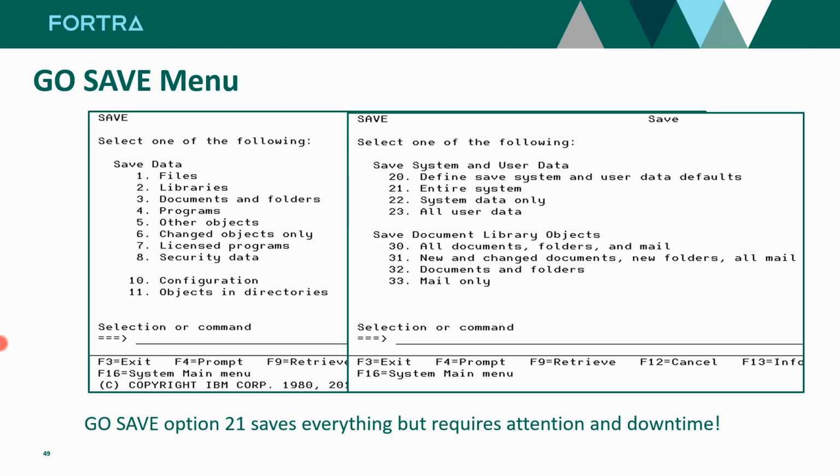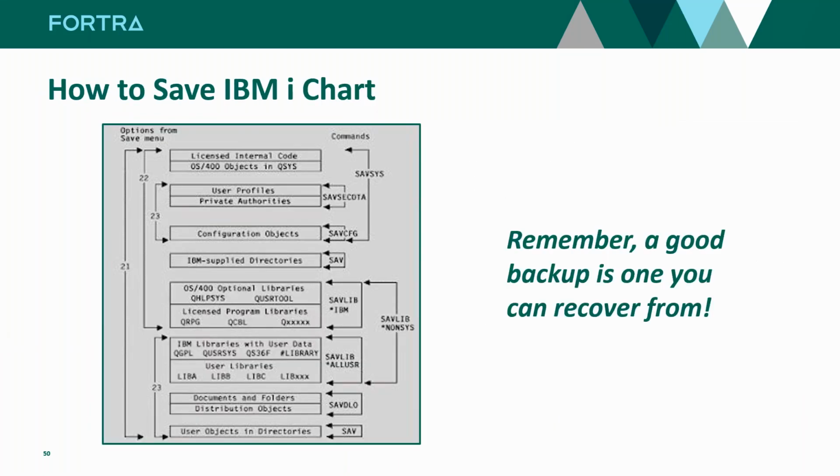What is it doing? So here on the next slide, please, we have a chart of what gets saved with each option, and it's a really cool chart. And you can see that option 21 saves the entire system, whilst option 22 only saves the OS and the licensed programs, and option 23 saves the security data, the configuration data, and the user libraries. So yeah, and then you also have the command SAVSYS, which saves the OS and the security data and the configuration. And you can have a SAVLIB *NONSYS, which will save the user libraries and the licensed programs, the things that are not related to the OS. You can do a SAVLIB *IBM and save only the IBM things. Then you can do a SAVLIB *ALLUSR and only save all the user libraries.